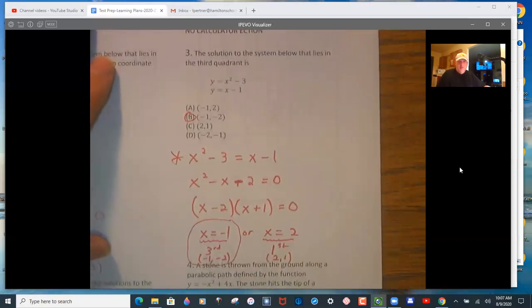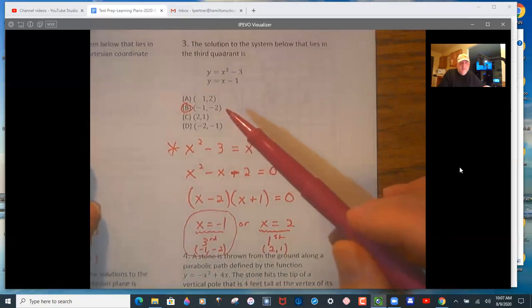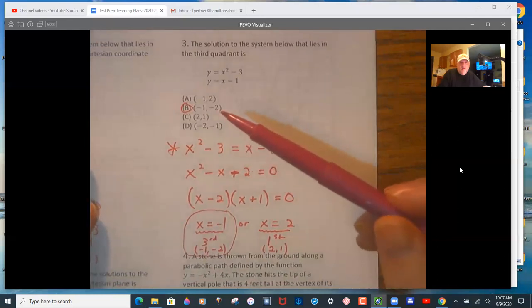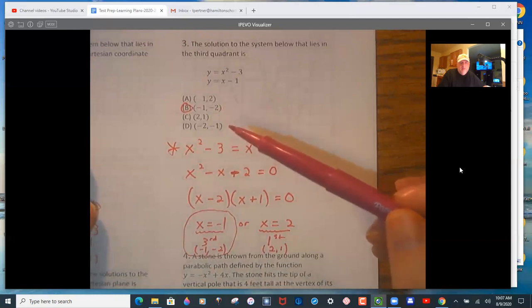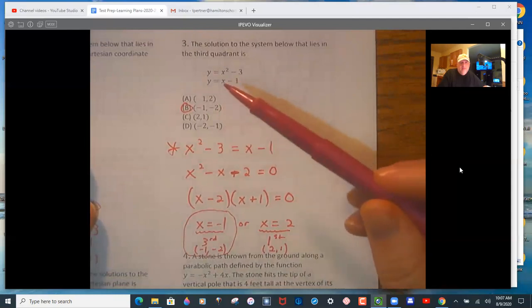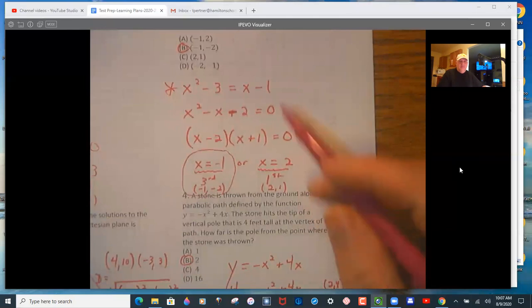Number 3, the solution lies in the third quadrant. Again, you don't even need to do any work. Oh, well, you do. Is it B or D? Well, you could probably substitute in. It's not D because if x is negative 2, y has to be negative 3. You don't need to do anything except simply substituting in. B or D is the answer because you're in the third quadrant where both x and y are negative. So you don't even need that work.